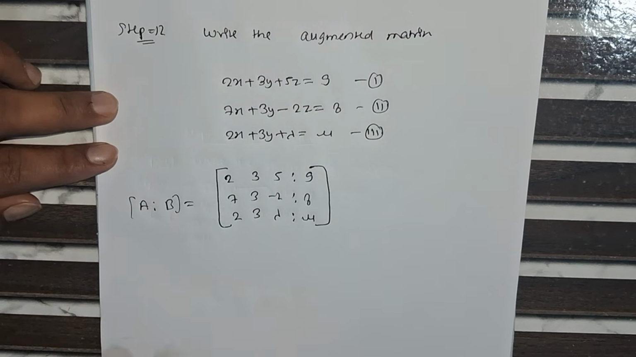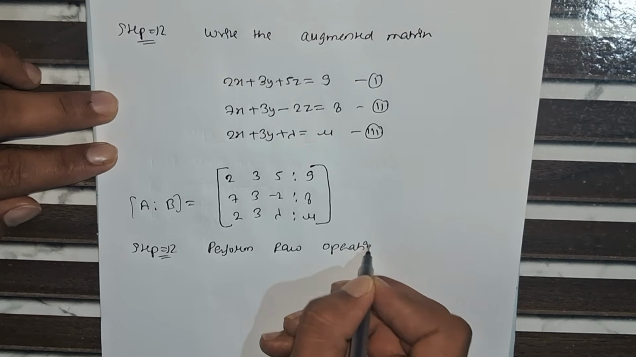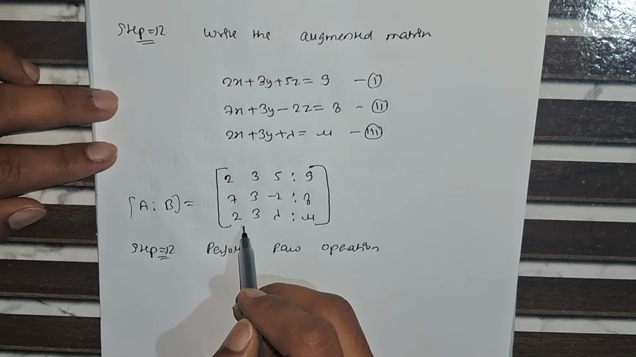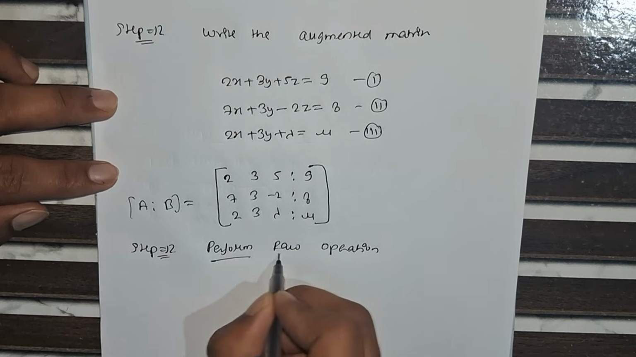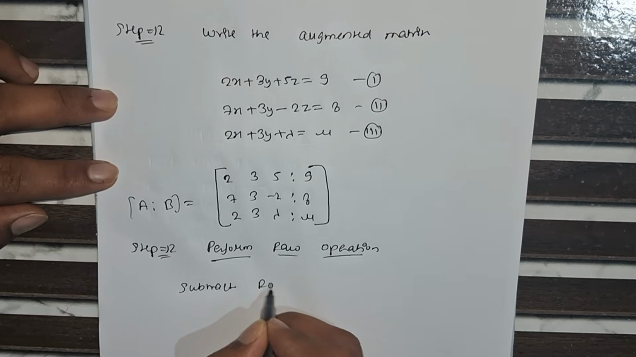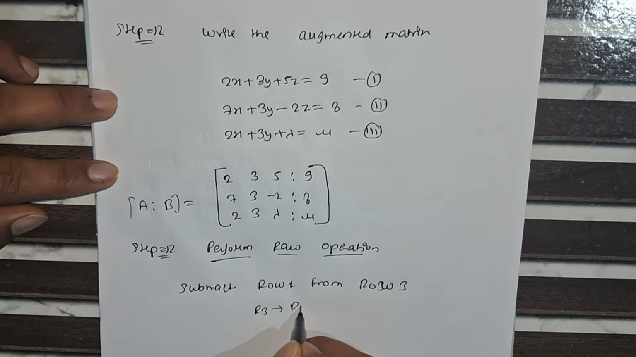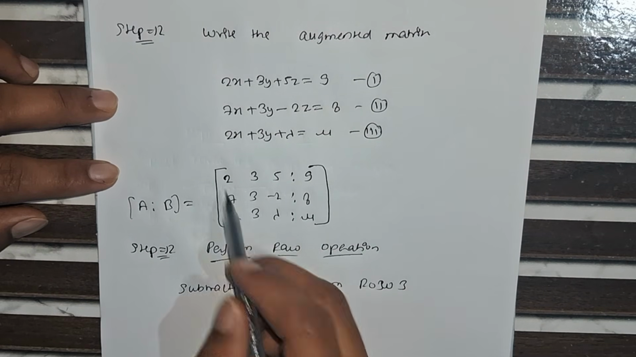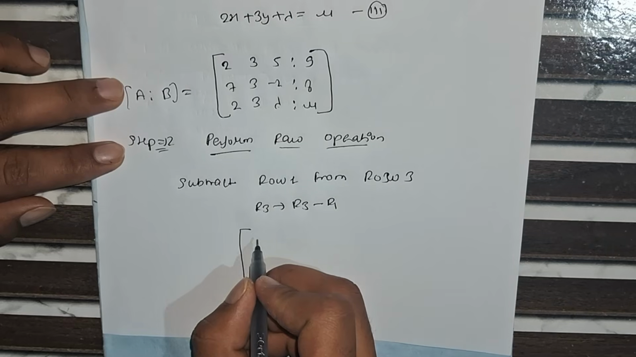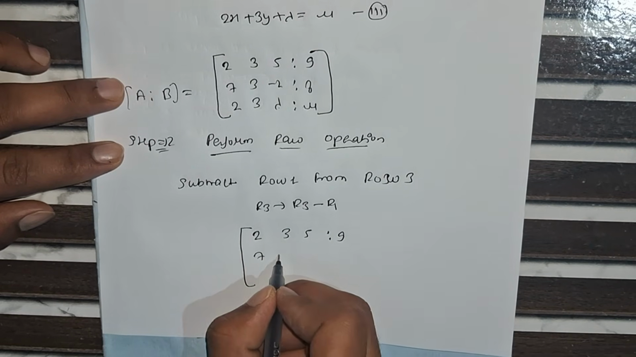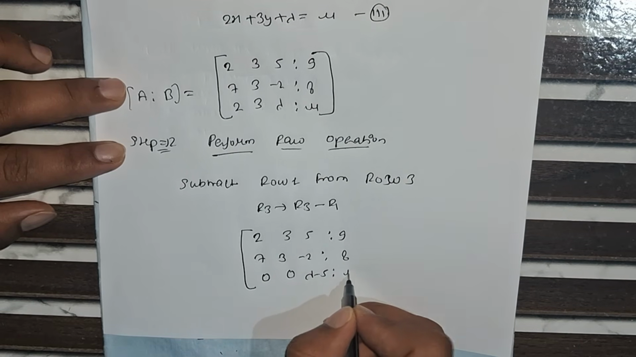Step 2 is perform row operations. As you can clearly see, if we subtract R1 from R3, the values become 0 and we can easily calculate the values of lambda and mu. So R3 goes to R3 minus R1. 2 minus 2 is 0, 3 minus 3 is 0, and this is lambda minus 5. So the matrix becomes: 2, 3, 5 with 9; 7, 3, minus 2 with 8; and 0, 0, lambda minus 5 with mu minus 9.